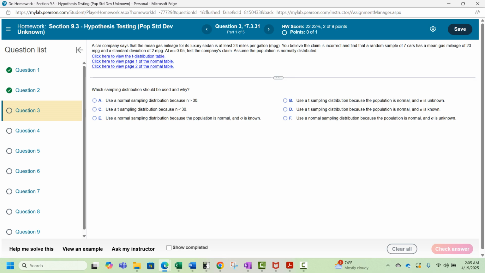I think on the test I probably would make sure it says sample there. I certainly would for population. I can double check that to make sure, and I'll edit it if I need to. The idea is it says assume the population is normally distributed. What do we use here? We use a T because the population is normal, and sigma, the symbol for population standard deviation that we've seen before, is unknown. So that's the answer you're looking for.